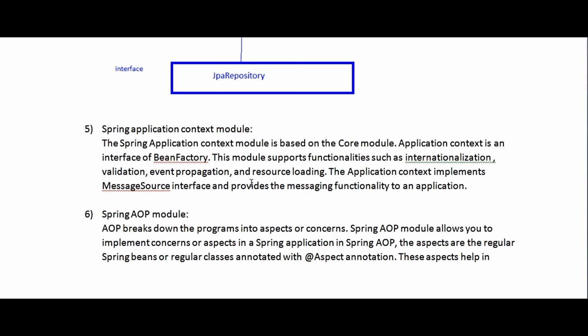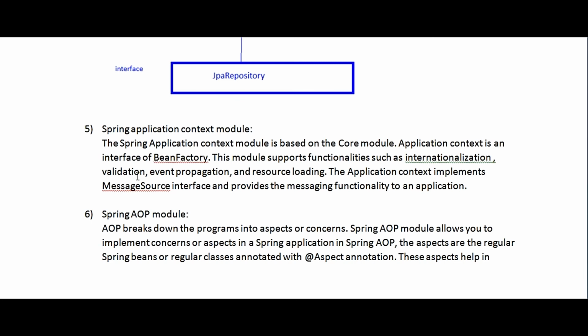So next up we have the Spring Application Context module. The Spring Application Context module is based on the core module. We have already seen in the core module that the basic functionalities are inversion of control and dependency injection, right? And application context is an interface of Bean Factory. This module supports functionalities such as internationalization, validation, event propagation, and resource loading. The application context implements the message source interface and provides the messaging functionality to an application.